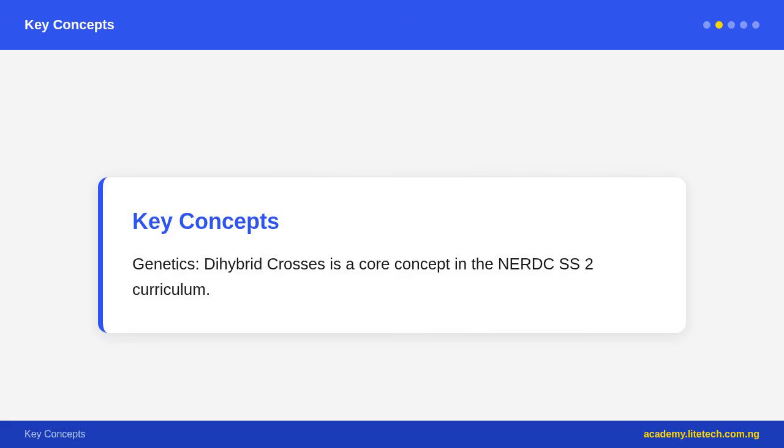Let us use Mendel's classic pea plant cross. Gene 1, seed color, yellow, Y, dominant over green, y. Gene 2, seed shape, round, R, dominant over wrinkled, r. Cross, pure breeding yellow round, YYRR, times pure breeding green wrinkled, yyrr. F1 generation, all plants are YyRr, yellow round. This confirms dominance of Y over y and R over r. Now cross two F1 plants, YyRr times YyRr.